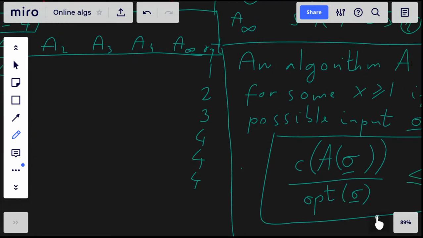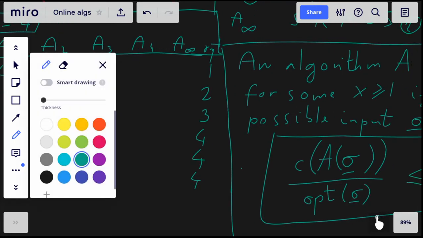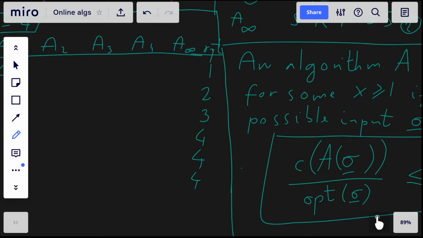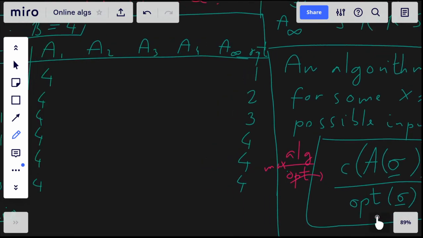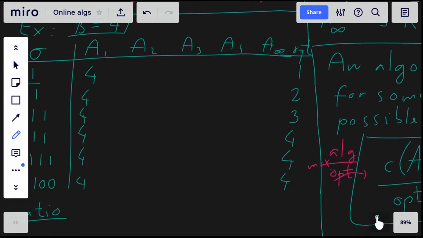This is the ratio which we will always try to compute. It's the cost of the algorithm divided by the optimal solution's cost, and I'm curious what's the maximum, or the supremum if a maximum doesn't exist. So what's the maximum possible value for the algorithm's cost divided by the optimum cost? That will be the competitive ratio of the algorithm.